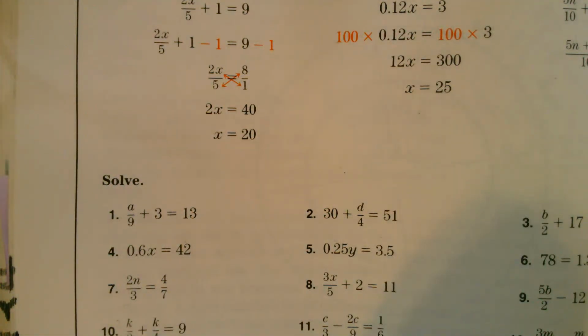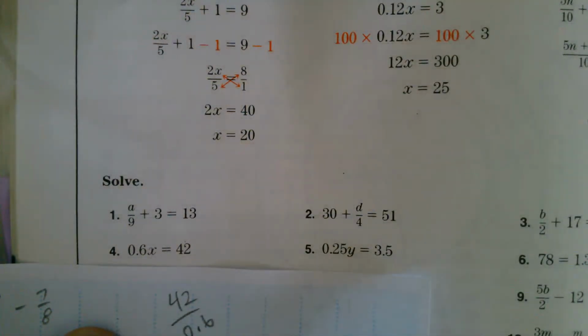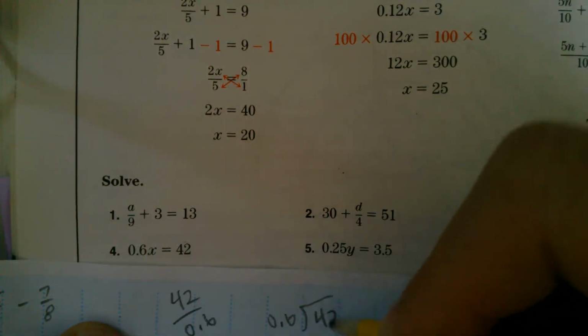Is it okay if I use my calculator to figure out what 42 divided by 0.6 is? I prefer not. That's fine. I mean, you could if you wanted to, but it's better to do it like this. What's the fastest way to do it? Good question. We could do long division, like we were doing before. You can take any fraction and write it in long division.